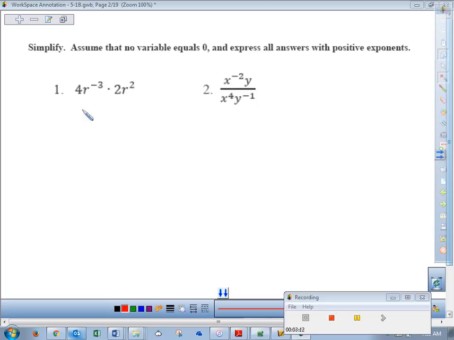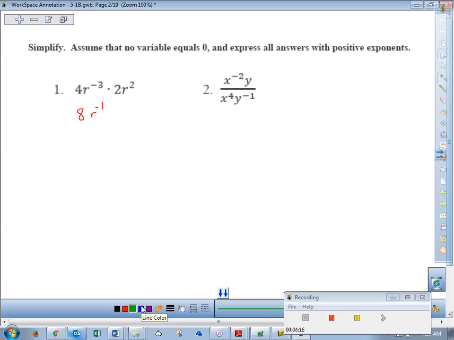Coefficients multiply together to be 8. Correct? R's. R to the negative 3rd times R to the positive 2nd. What do I do with those exponents again? Add them, and how much do I get? R to the negative 1st. So I've multiplied them together. But now I have a bad thing, because I have negative exponents in here. You can't have a final answer be proper with negative exponents.